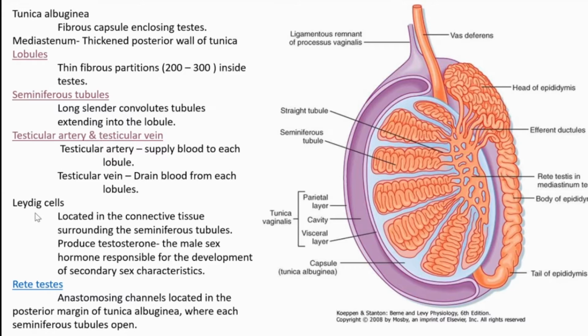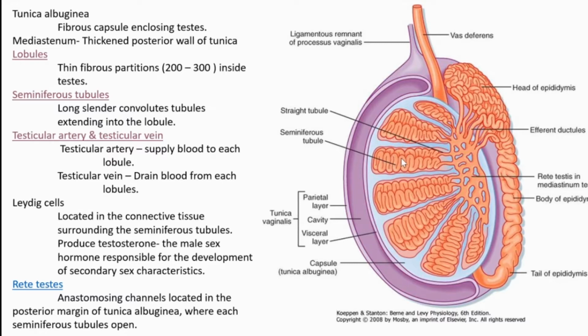Then Leydig cells. Leydig cells means inside the lobule, the space between the seminiferous tubules contains certain cells called Leydig cells. And what is the function of the Leydig cell? To produce testosterone. What is testosterone? It is a male sex hormone. It is responsible for the development of secondary sexual characters. So, the Leydig cell is that much important. It is located in the connective tissue surrounding the seminiferous tubule.